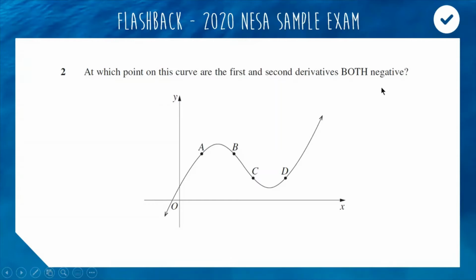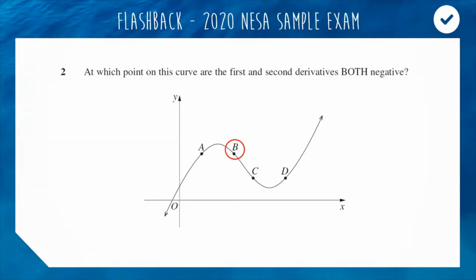Okay, so in my head, a negative second derivative is a frowny face, which means concave down. So C is concave up, we can see, and B is concave down. So the answer is B. Well done if you managed to crack that one.